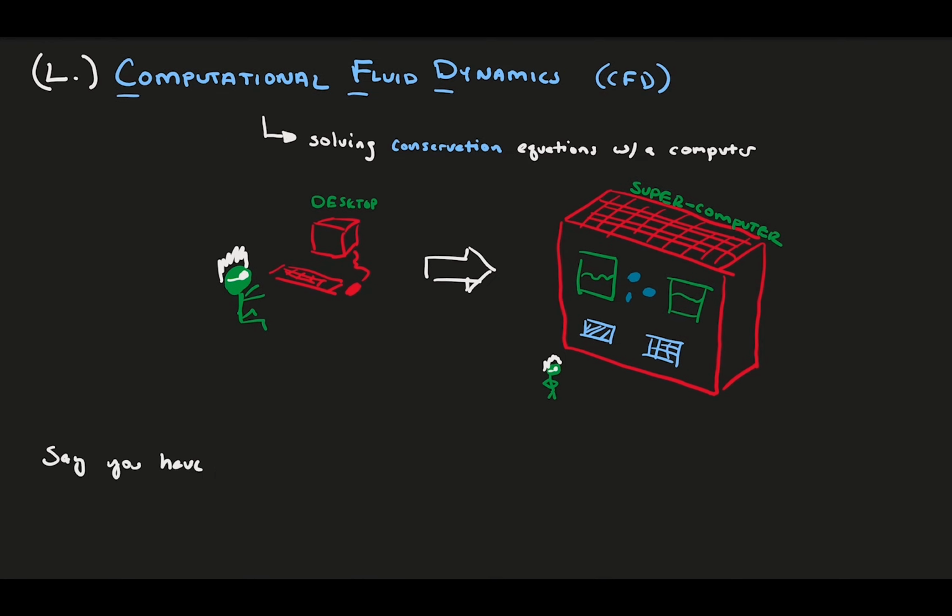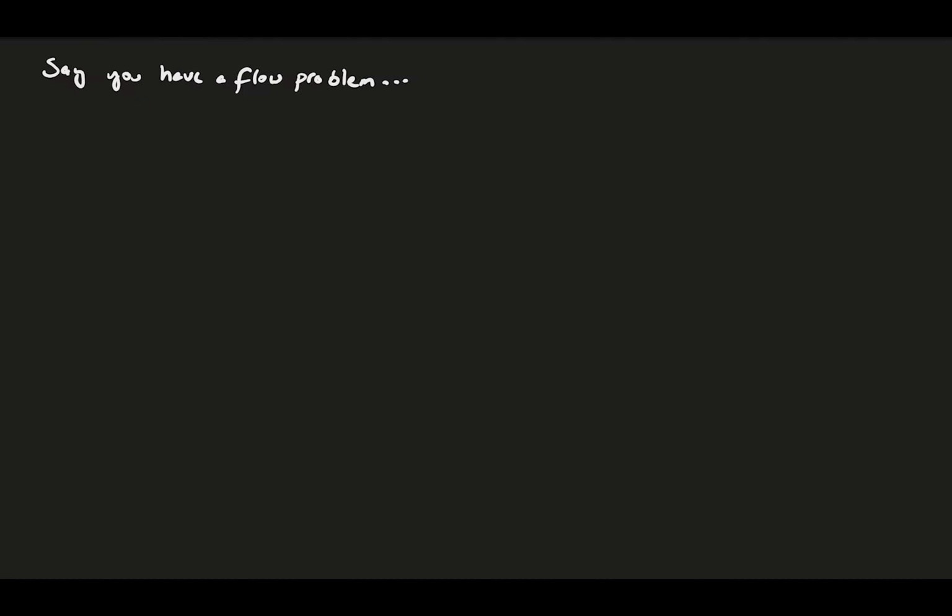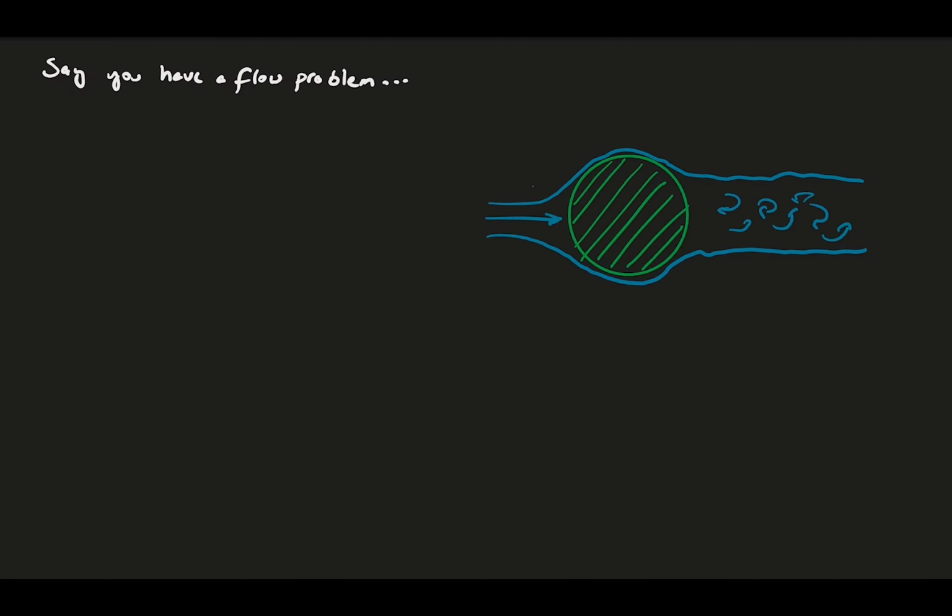Let's consider an example flow problem that we'll consistently refer to throughout the video. Here we have incompressible flow over a cylinder. The incoming flow is uniform and steady. Flow starts laminar and transitions to turbulence along the cylinder's surface. And at the back of the cylinder we have separation that leads to a chaotic wake. In the turbulent boundary layer and the wake we have highly three-dimensional unsteady flow.